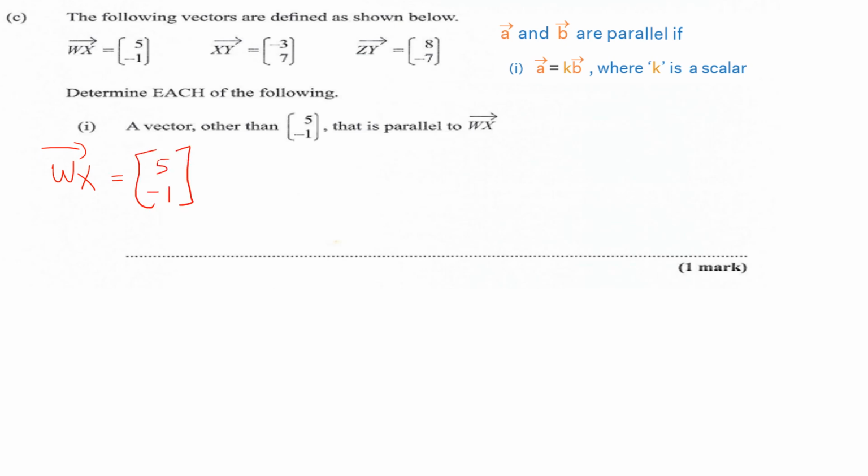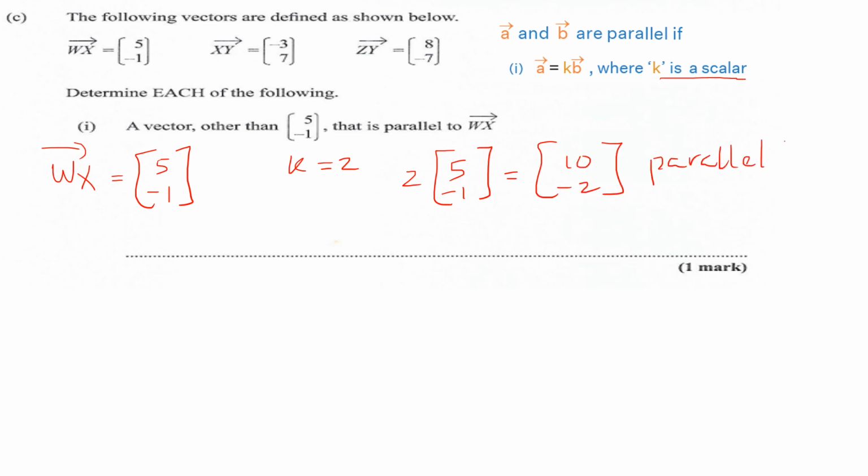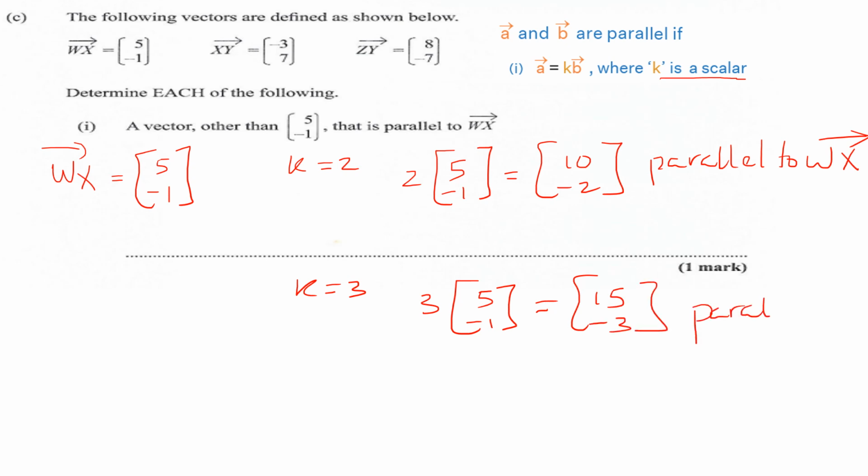If I multiply this vector by 2, so when we talk about k as a scalar, say k is 2, I'm going to multiply that by (5, -1), and that's going to give me (10, -2). That will be parallel to WX. If I say k is 3, multiply that vector by 3, I'm going to get (15, -3). That will be parallel to WX.